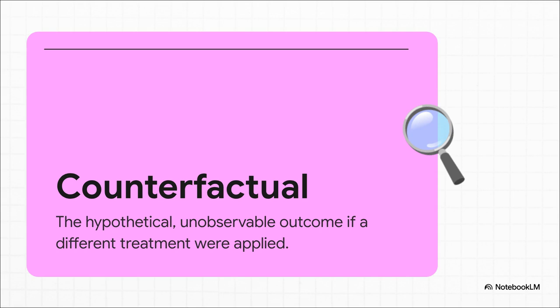Think of it this way. Every individual unit, like a household, has two potential outcomes: mortality with a bednet and mortality without one. But the fundamental problem of causal inference is you can only ever observe one of them. The other is forever unobservable.